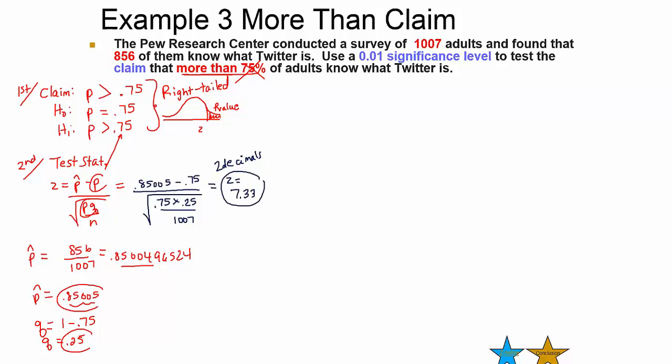Okay. So my third step now is to find out what the p-value is and draw a picture. So I draw the picture of the normal distribution curve. I plot Z, which is positive 7.33, so that's going to be way out here to the right. And I want to find greater than for my claim, so I'm solving for area in this right tail. So my p-value is area to the right of 7.33. So now I need to go to my table A2, and I'm going to look up 7.33 in my Z table.